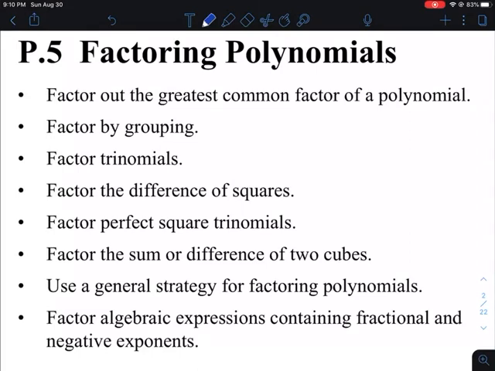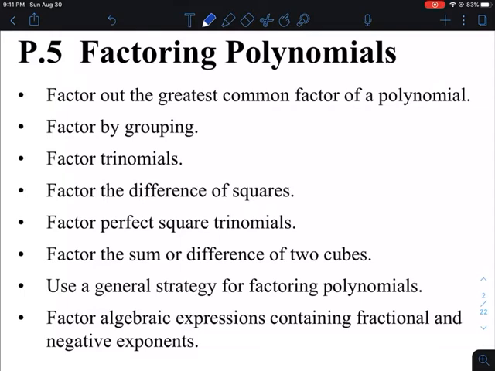Section P5, factoring polynomials. Again, some Algebra 1, Algebra 2 review. The video that we will look at tomorrow will have a little bit more. You might not have so much work with factoring polynomials in terms of perfect cubes or difference of cubes. So there will be some new stuff in the next video, but don't disregard this one just because I said that.